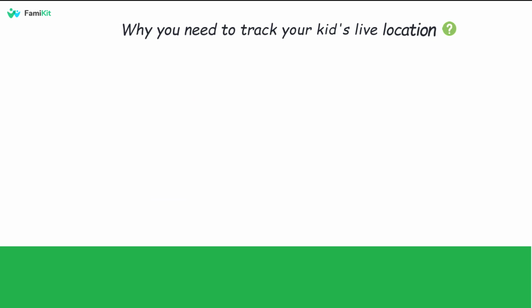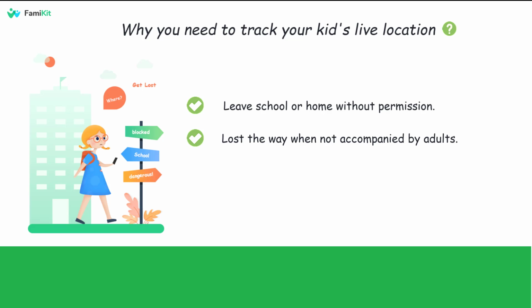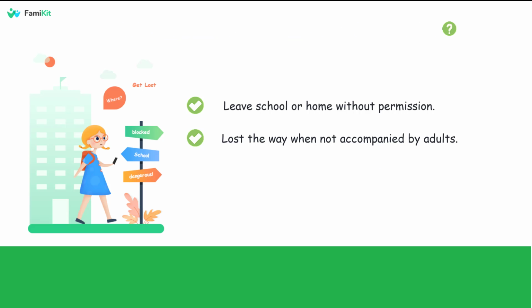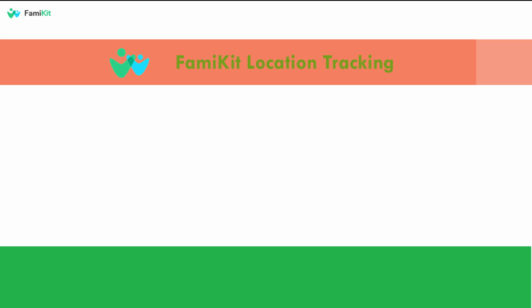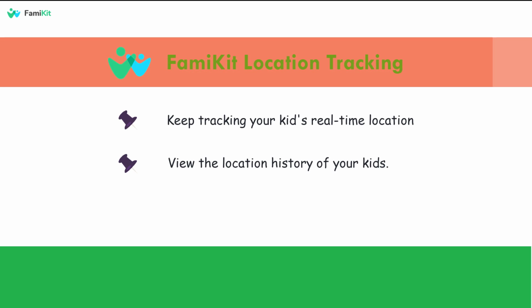So why do you need to track your kid's live location? When they leave school or home without permission, plus the way when not accompanied by adults, get close to dangerous places by accident or encounter unkind strangers on the way. FamiKit location tracking allows you to keep tracking your kid's real-time location, view the location history of your kids, or create geofences and get instant alerts, which are the most helpful features, and we will show you how to make it step by step.